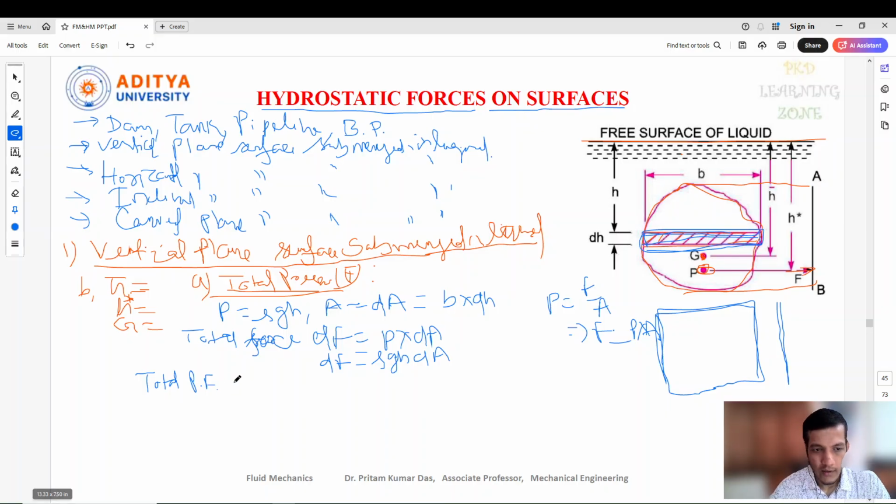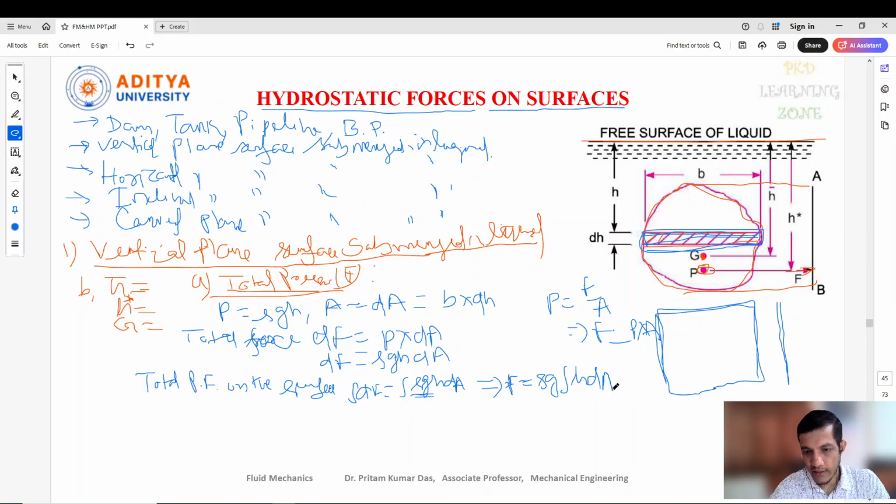this was about a small one. The total pressure force on the surface we can get by integrating: integral of dF equals integral of rho gh dA. Let us keep F for the integral of dF. Here rho g is a constant, so we can take it outside the integration, and keep h dA inside the integration.